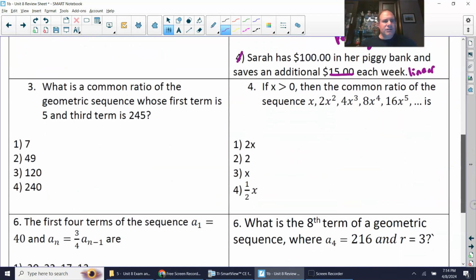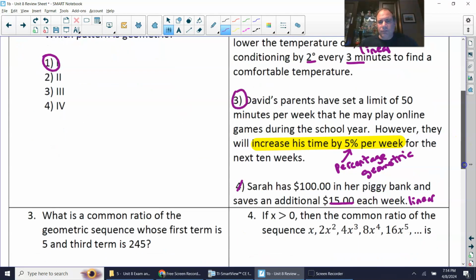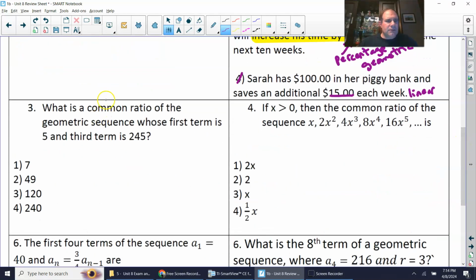What is the common ratio, the r, of a geometric sequence whose first term is 5 and third term is 245? So 5 is the first term, this is a sub 1. This is a sub 2. A sub 3 is 245.